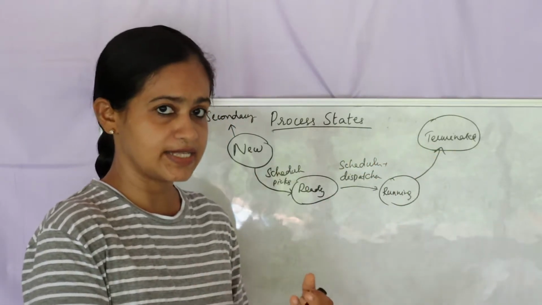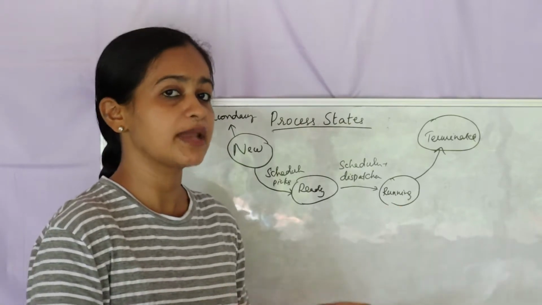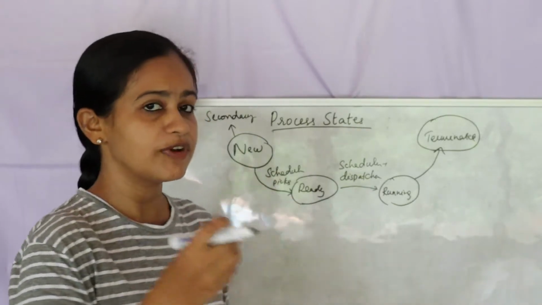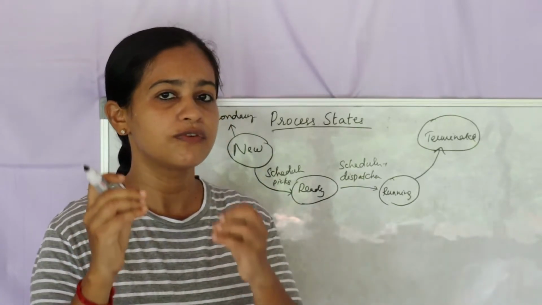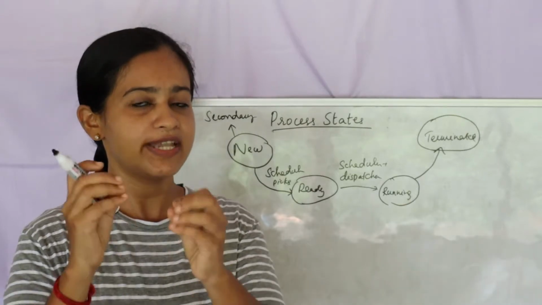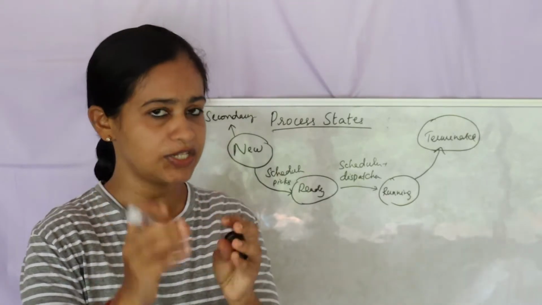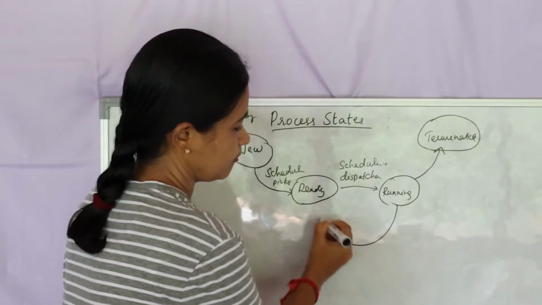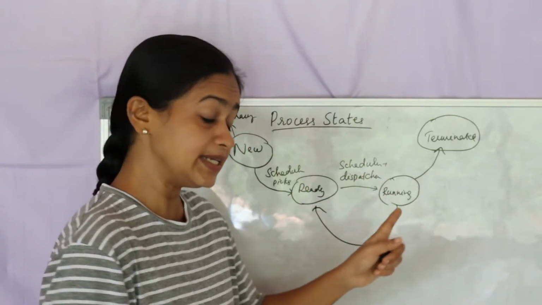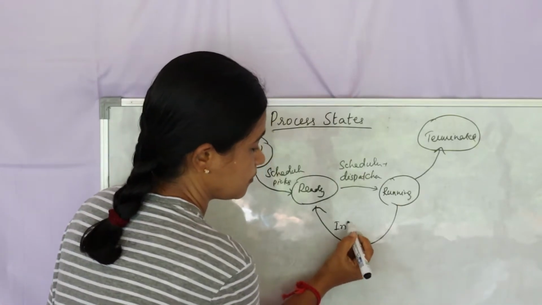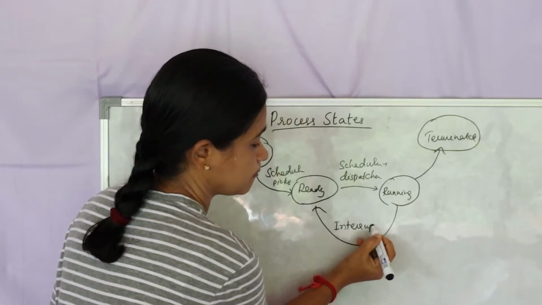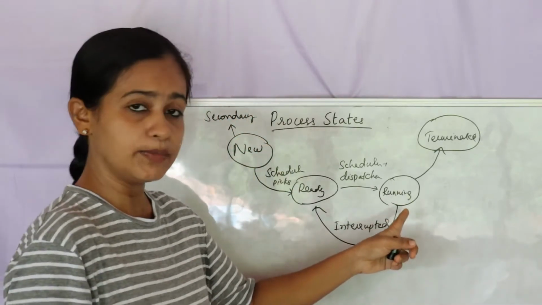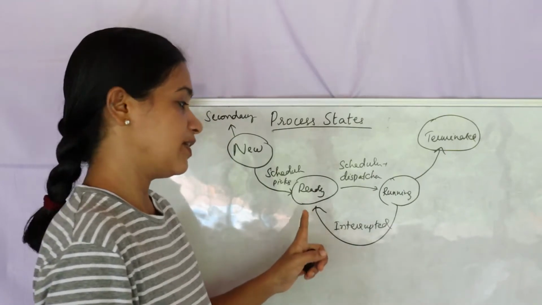There can be some other cases as well. For example, a running process can be interrupted. Let's say a process P1 has set a time limit of 10 milliseconds. Once the 10 milliseconds are over, the process will be interrupted and then it will go to ready state. So, a running process is interrupted and it goes to ready state. It can be any interrupt, it can be an IO interrupt as well.